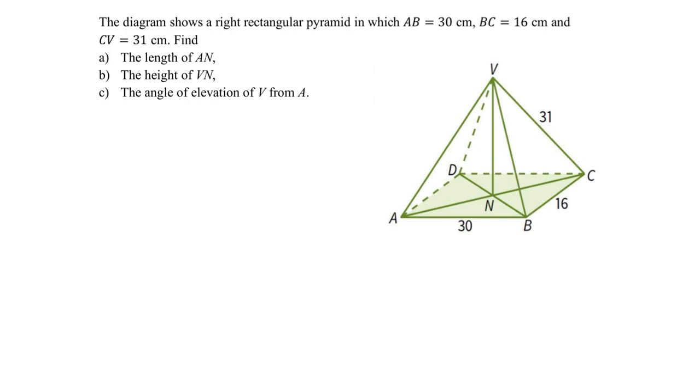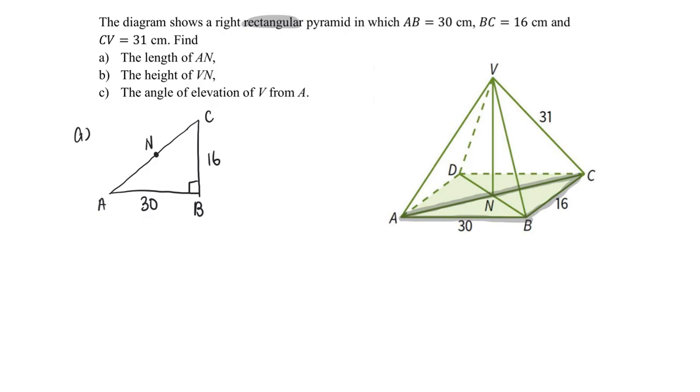do note that this triangle A, B, C is a right angle triangle because it is a rectangular pyramid. The base is a rectangle. So to make life easier, for part A, I would actually redraw this right angle triangle out. A, B, C. Just do a rough sketch, okay? So this is 30, this is 16.